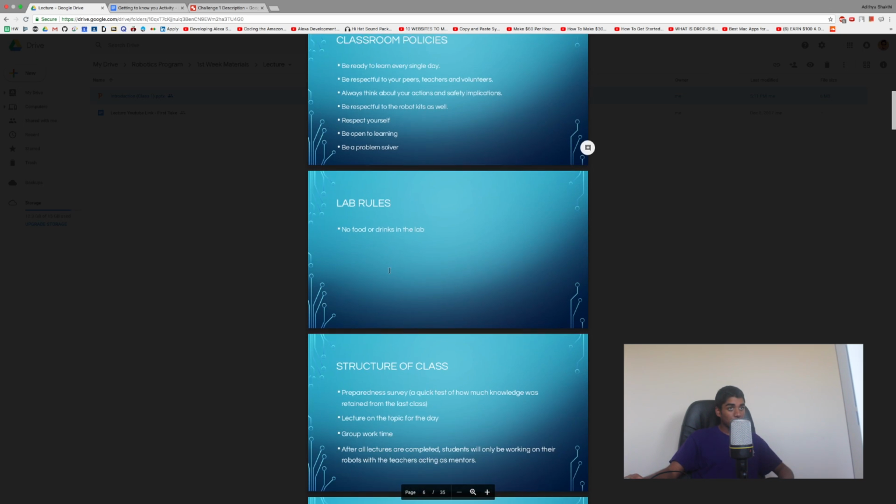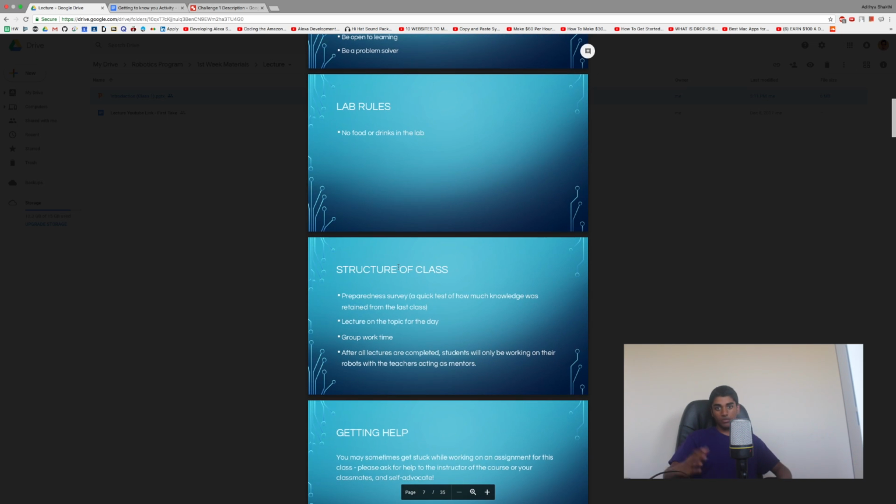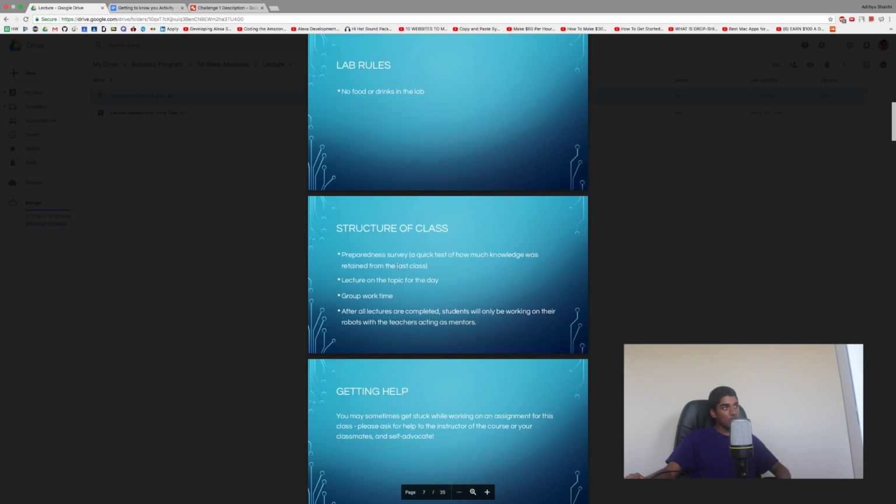Lab rules. We had this rule at Summit Elementary. If your curator wants to do differently, just no food or drinks in the lab, or at least close to the computers. We did allow snacks outside of the lab though, so we just gave breaks. Curators, you guys can decide what to do in that regard.